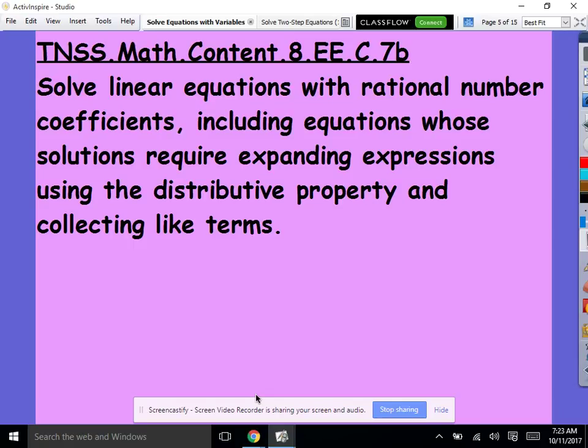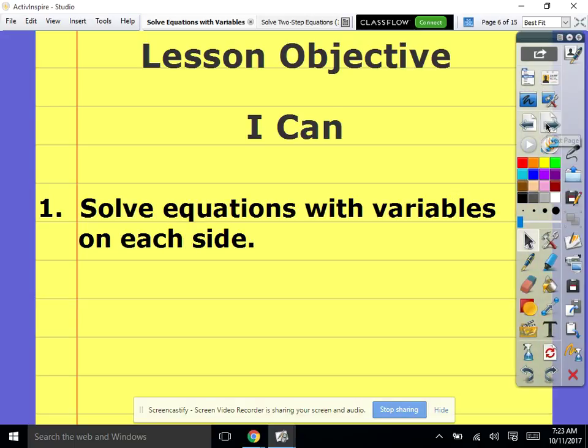Our Tennessee State Standard today is, as it has been for several days, to solve linear equations with rational number coefficients, including equations whose solutions require expanding expressions using the distributive property and collecting like terms. Your lesson objective that you need to pause the video and write down: I can, or I am learning to, solve equations with variables on each side.